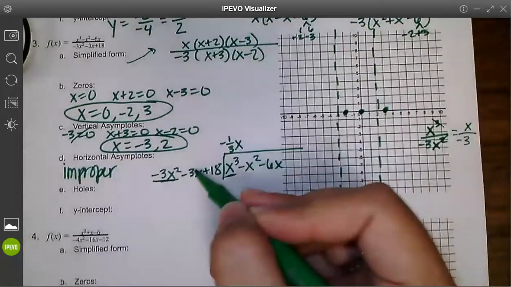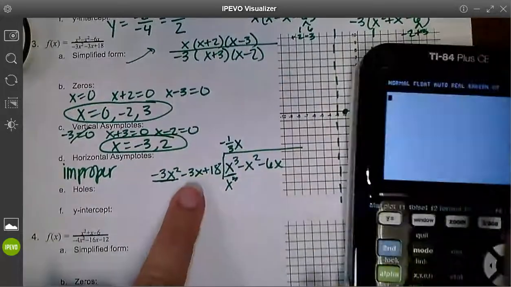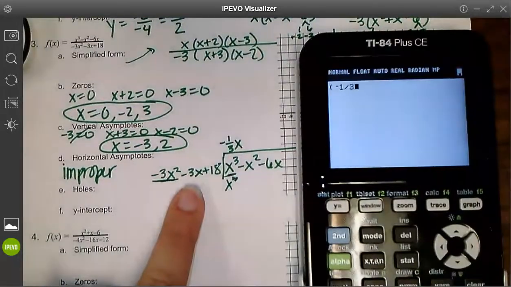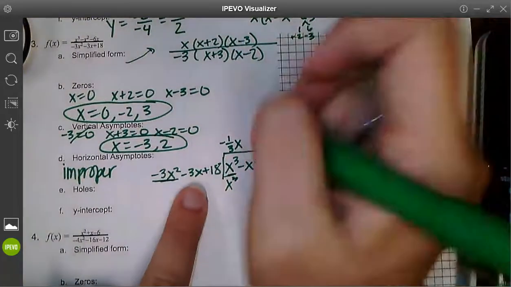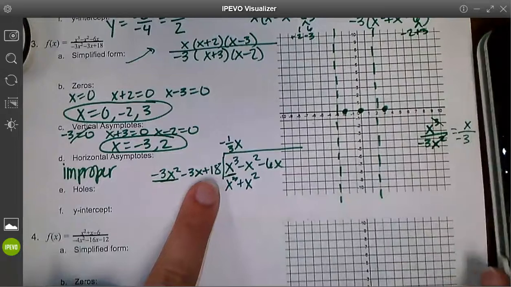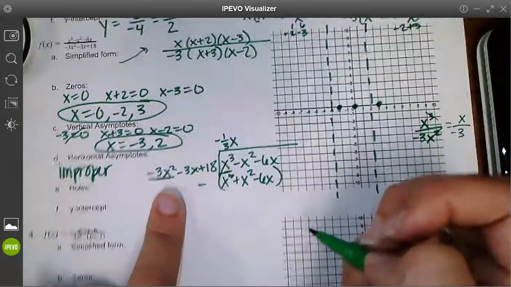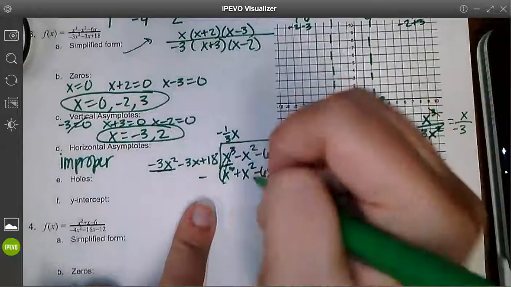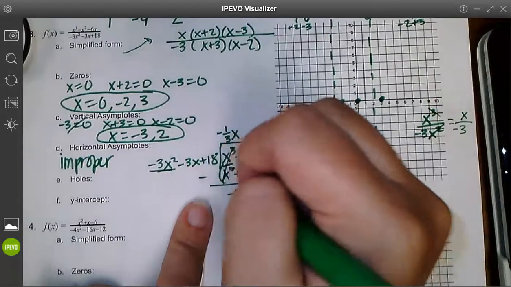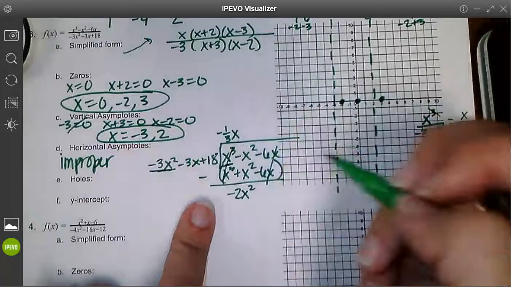Then I distribute this back through, so I have x cubed here, negative 1/3 times negative 3, you can plug it in your calculator if you're not sure, is 1. So I have 1x squared, so plus x squared. And negative 1/3 times negative 18 is negative 6x. Now I have to subtract, so those cancel. I get negative 2x squared, and those cancel.